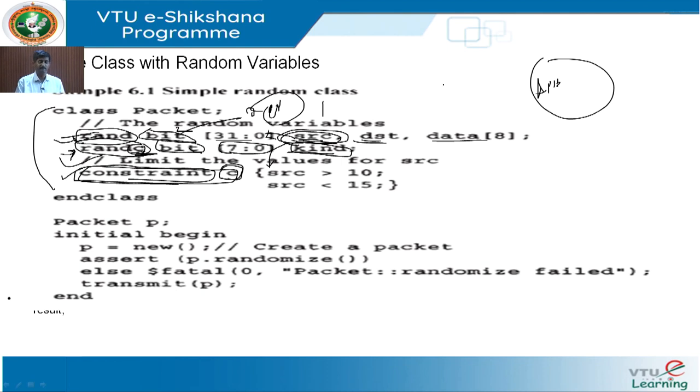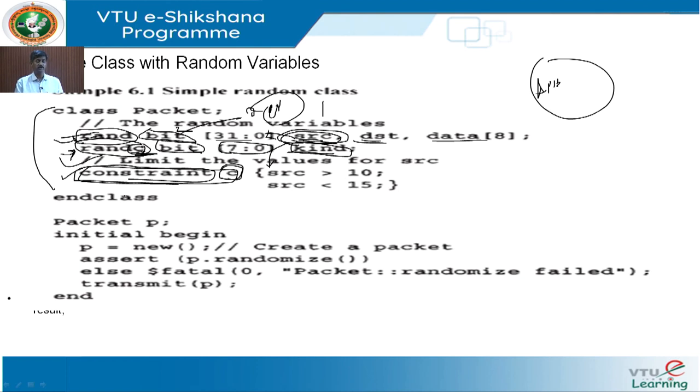So I am doing this for an APB. I created a class packet, and I defined random variables: source, destination and data. So I have a rand, and a constraint is automatically taken up for the variable kind. If I want to define it manually, then I will go with the rand keyword, a rand variable or rand data type, and define it with a constraint. I'm defining for the source that the packet is limited between 10 to 15, which is defined as a constraint, right? So now how do we call this packet?